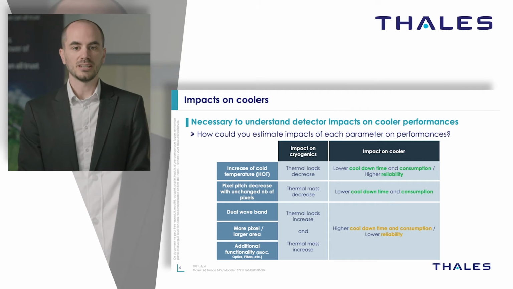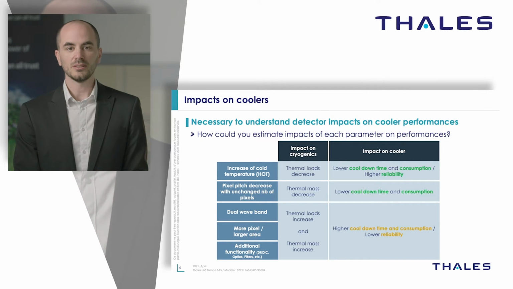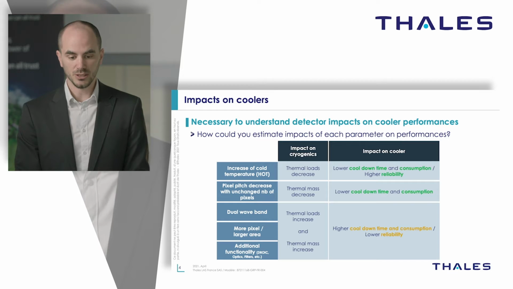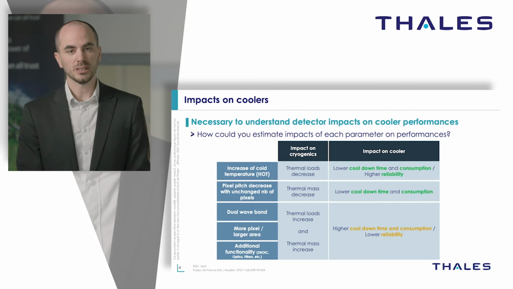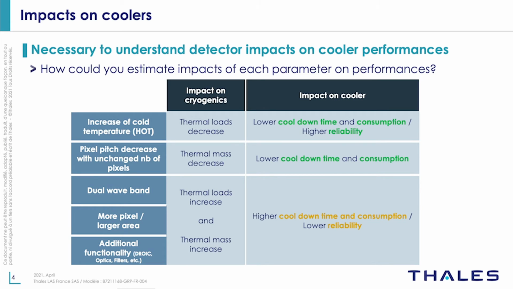You can see on this slide some examples. For instance, if you decrease the pixel pitch, you will decrease the thermal load, and the impact on the cooler is that you will reduce the cooldown time, reduce the consumption, and increase the reliability. If you add some pixels in order to have a larger image, for instance, you will increase the thermal load and the thermal mass, and on the cooler side, you will increase the cooldown time, increase the consumption, and decrease the reliability.